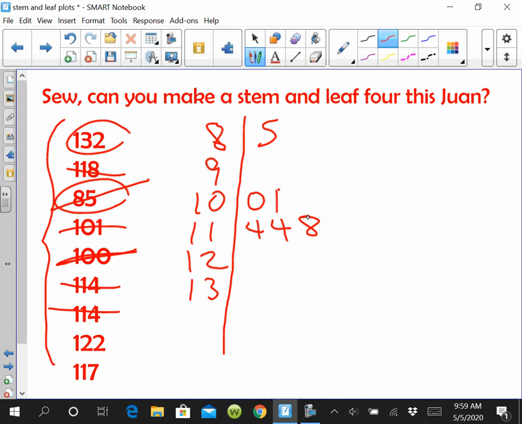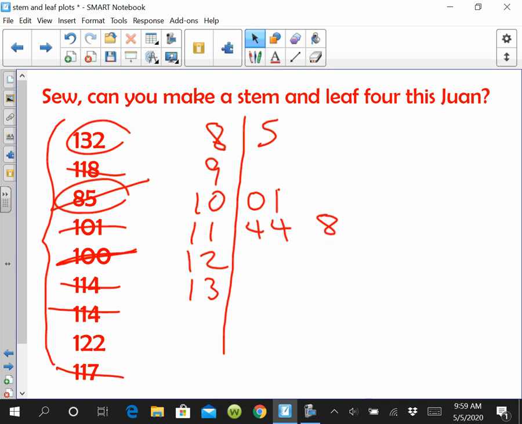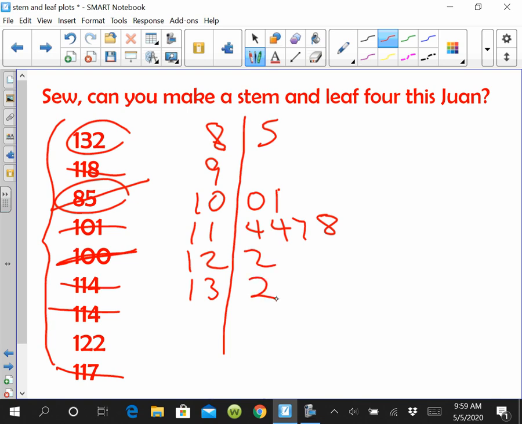Whoops, I missed the 117, didn't I? Dang. Well, that's why we do these in pencil, but I'm lucky I can move that over. I cheated, but I got it to work out. So put the 7 in there, and then we'd have the 122 and the 132, right? And I think I've got all the data there.